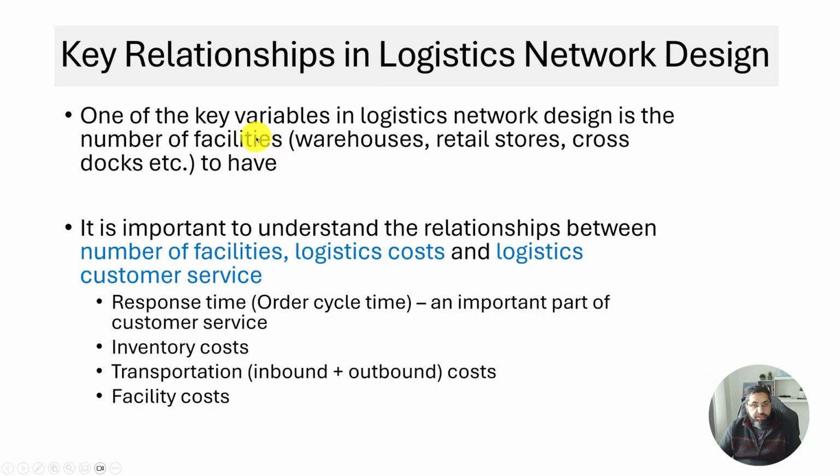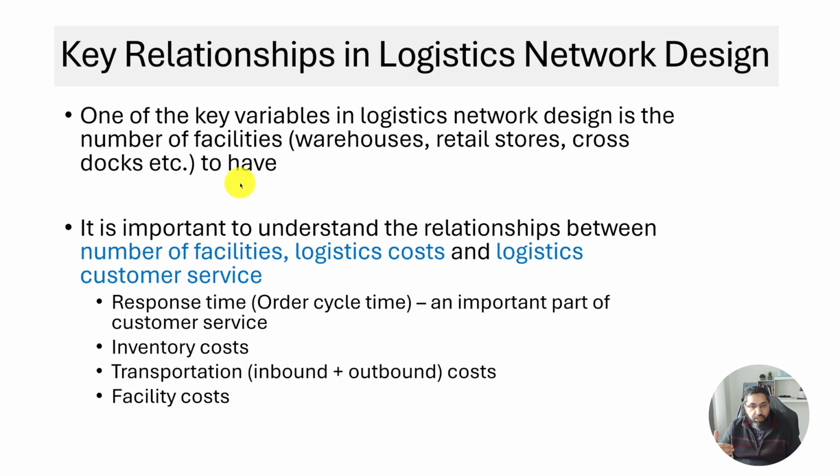To study distribution, we first need to learn some key relationships in logistics network design. One of the key variables in logistics network design is the number of facilities you're going to have. The facilities can be warehouses, retail stores, cross-docks. Remember we're talking about the finished goods portion of the supply chain, so not talking about supplies necessarily. We will have sources of supply, but then we're looking at how many distribution-related facilities we need and how many retail stores we need and so on. It is recommended to understand the relationships between the number of facilities, the logistics cost, and the logistics customer service.